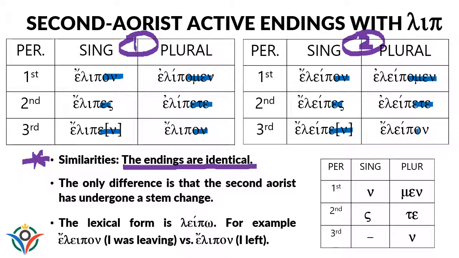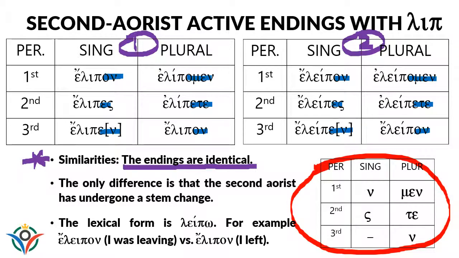To answer that question, Table 1 shows us the second aorist active endings, and Table 2 the imperfect active endings. Both of these tense forms take secondary active personal endings: the n, the s, the third person singular that doesn't have an ending, the men, the te, and the n. So both of them take the same endings. Let's now talk about the differences between them.